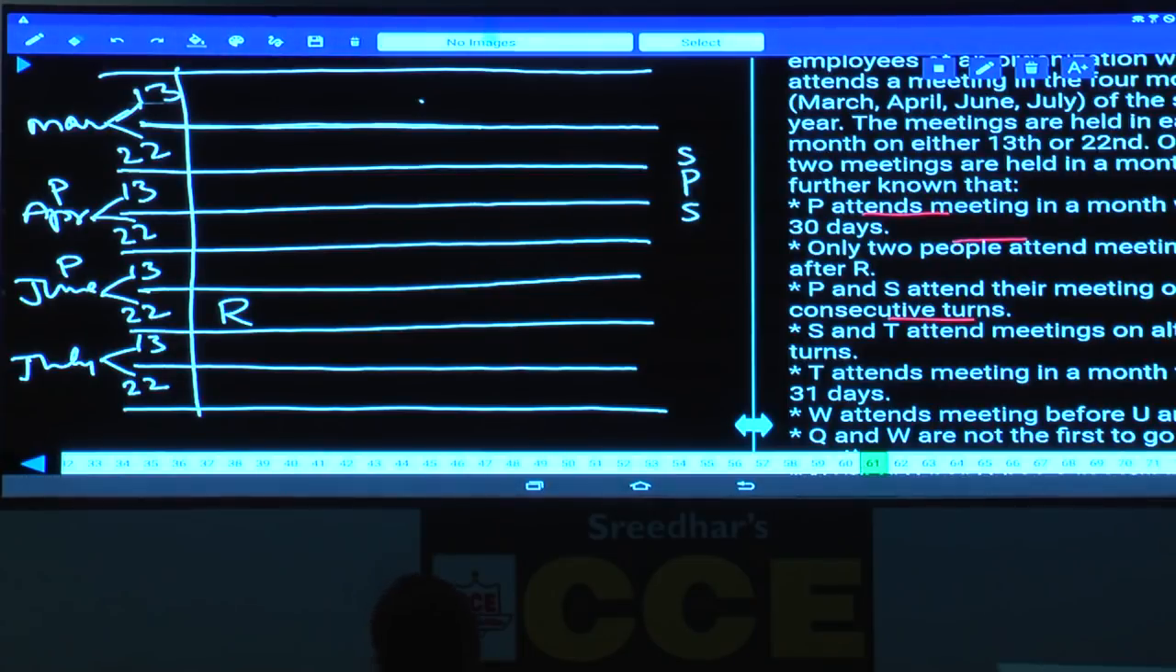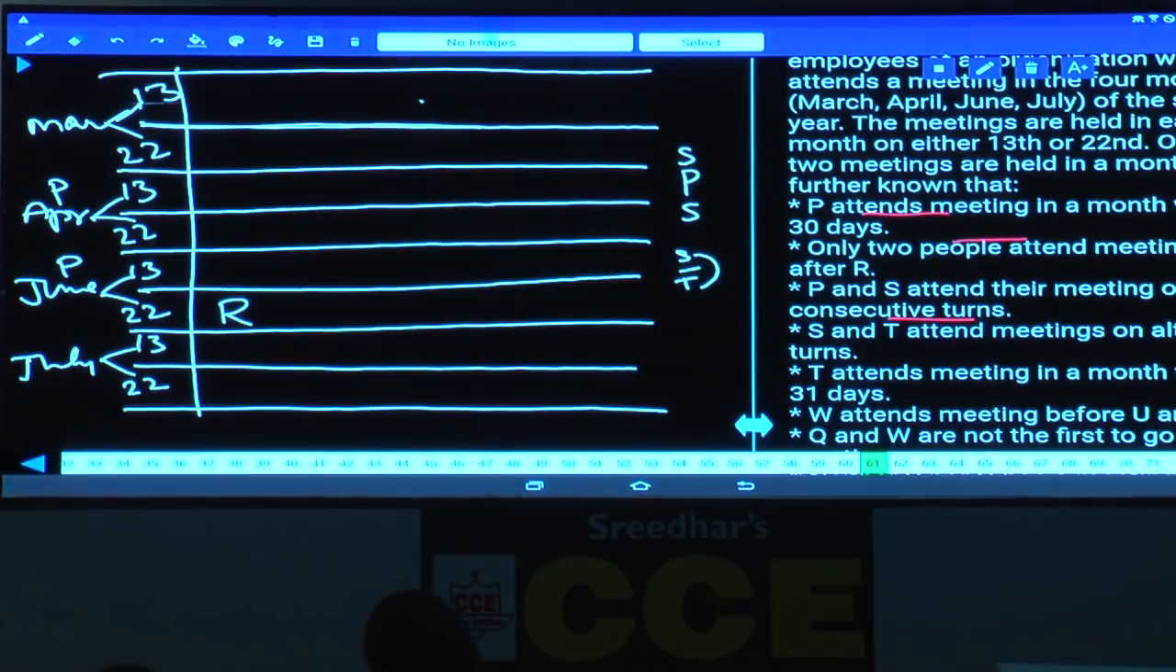S and T attend on alternate terms. S or T and S or T in any order, alternate. T attends a meeting in a month which has 31 days. Now this is the very crucial information. As T attends in a month which has 31 days, T can attend in the month of March or in the month of July.